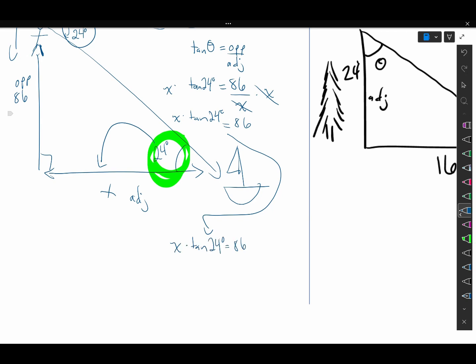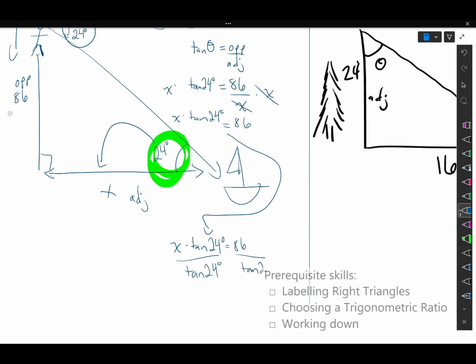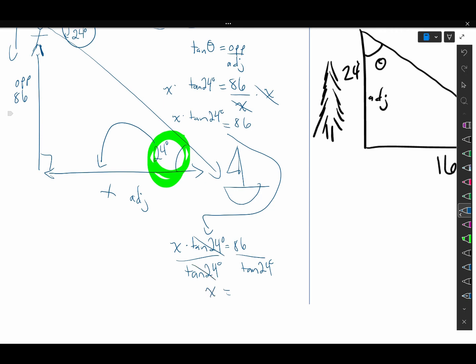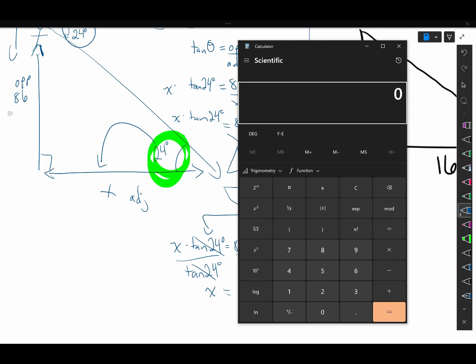Nice and easy. Here I want to multiply, or divide rather, both sides by the tangent of 24 degrees so that I can isolate my x value. Nice work. These cancel out. I'm working with x equals 86 over the tangent of 24. I can calculate that right here.